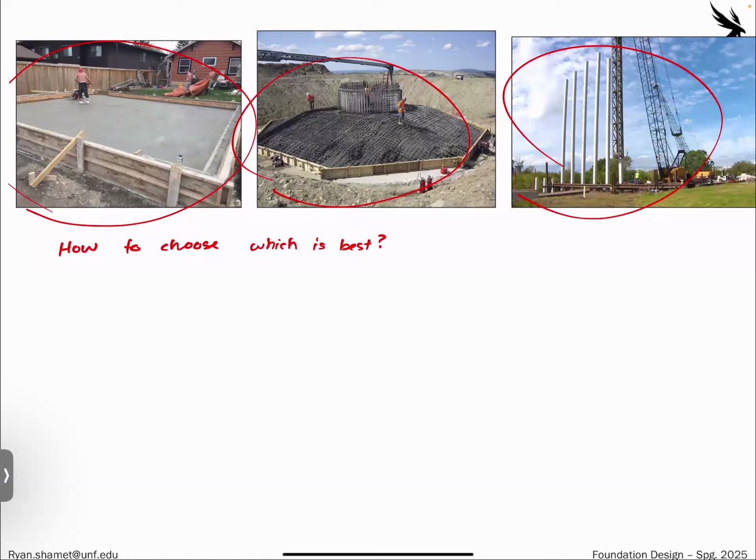So as a consultant, you need to have the mind of an owner and be like, all right, there's a lot of financial liability involved. How do we choose which one is best? Could we do a deep foundation pile like this?